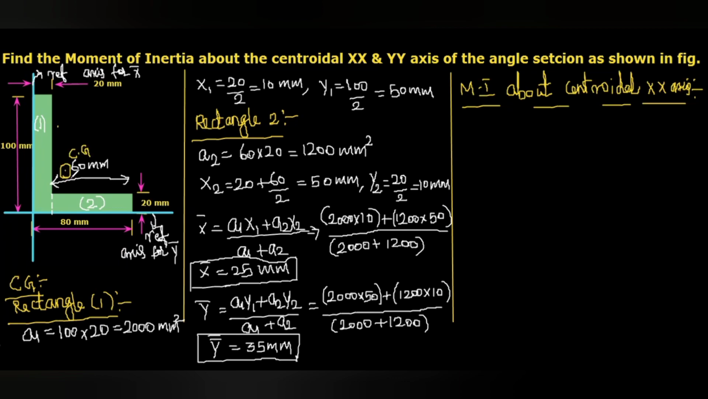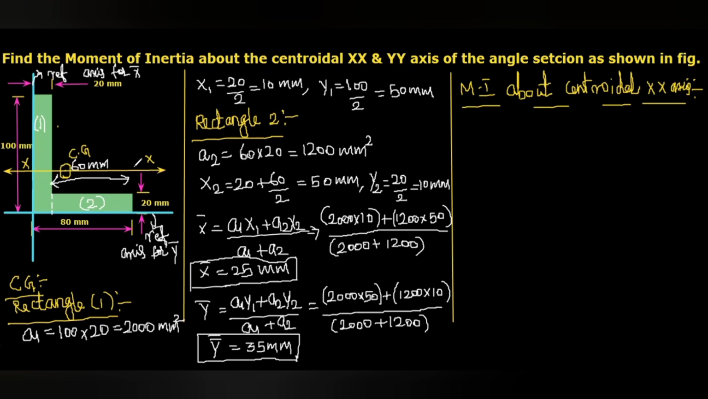So the XX axis passes through the center of gravity of the whole section. That will be this one. Do you understand? This is actually the XX axis passes through the center of gravity of the whole section. So now we have to calculate moment of inertia of this angle section with respect to the x-axis, which passes through the center of gravity of the section. That means with respect to this axis, we have to calculate.